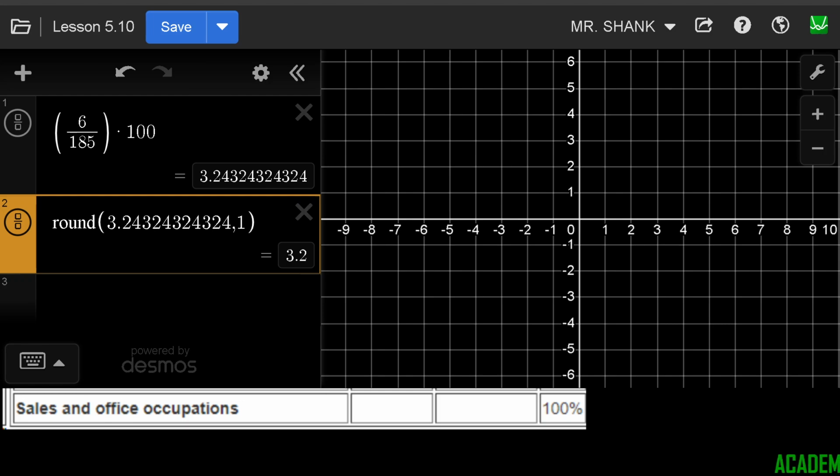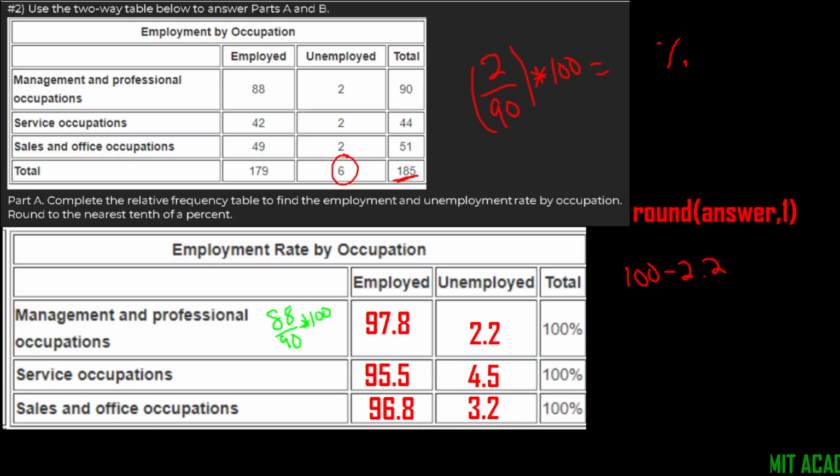All right, so that 3.2%, that's going to go on that bottom part where the unemployed is. And again, you can subtract: 100% minus 3.2 is going to be that 96.8%. Let me take that down now, and make sure you're copying those values for your table.